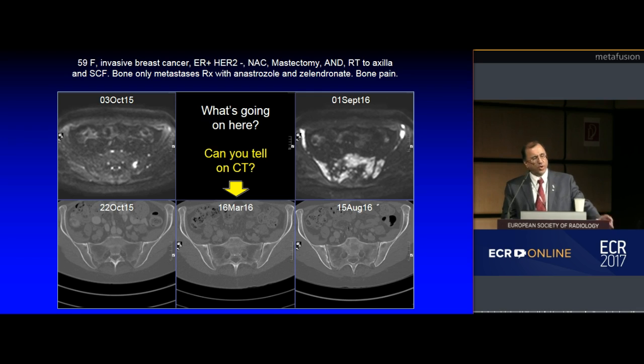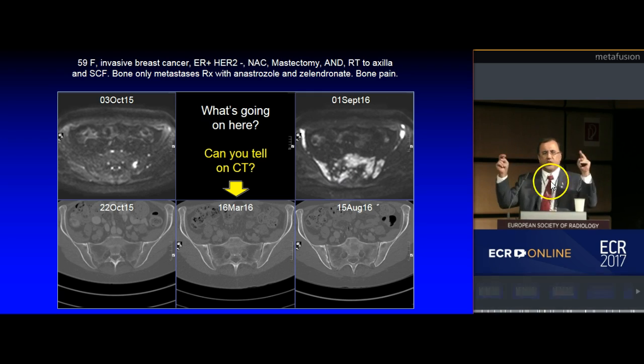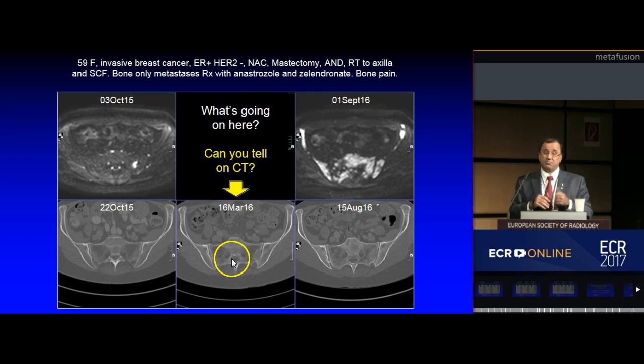So here is a lady with metastatic breast cancer. We can see a normal CT scan. We see a diffusion scan shows multiple bone lesions. The patient goes on to an aromatase inhibitor. We know that there is primary resistance that occurs in about 30% of cases. And so she goes away from my department, goes to another hospital where they use standard of care. Standard of care is what?